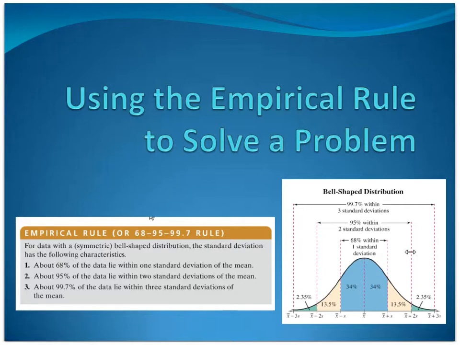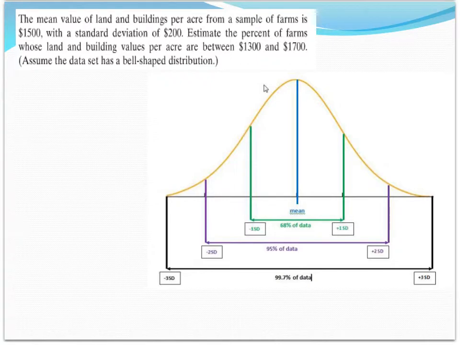So let's apply this to one of the problems. Given that the mean value of land and buildings per acre from a sample of farms is $1,500, with a standard deviation of 200, let's estimate the percent of farms whose land and building values per acre are between $1,300 and $1,700. We are to assume the dataset has a bell-shaped distribution. Here is a bell-shaped distribution that we can use.